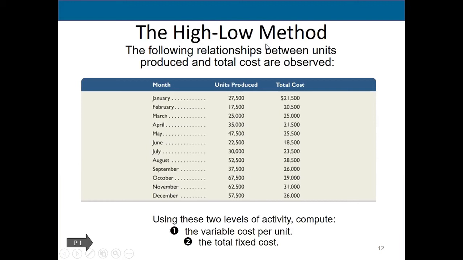Okay, so we look at relationships between units and the total cost at those places. All we're really going to do, folks, is take an average, kind of an average. So what we're going to do is try to find the high and the low. We're going to use two levels of activity. We're going to compute the variable cost per unit and the total fixed cost per unit.